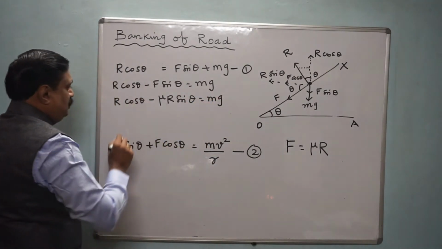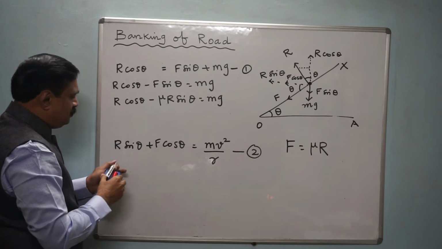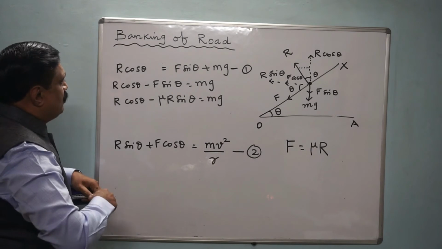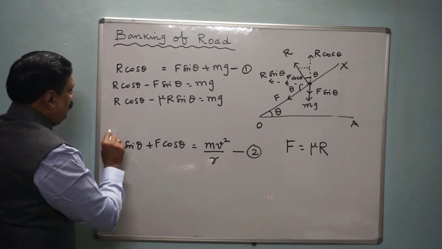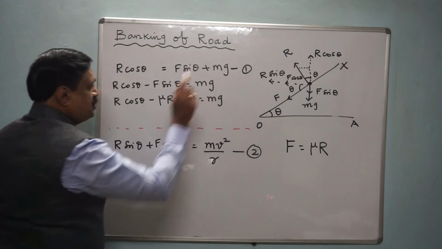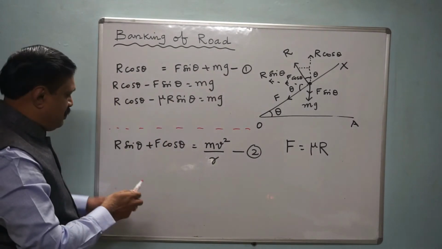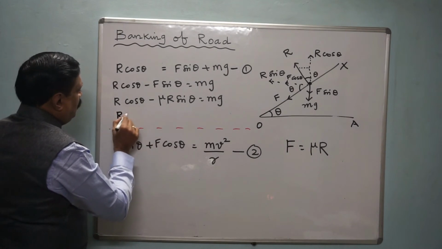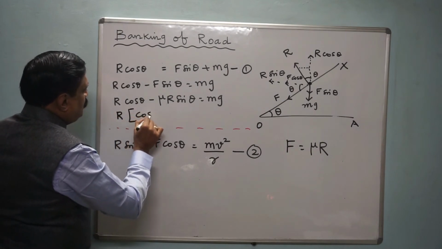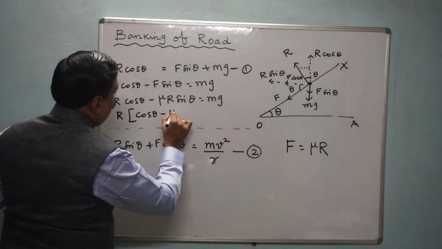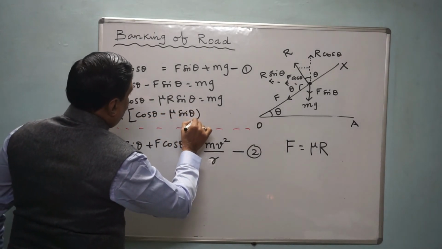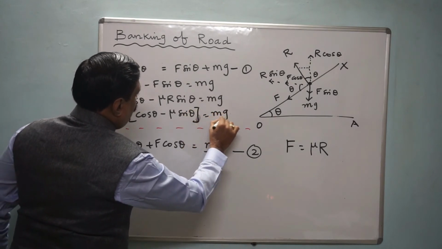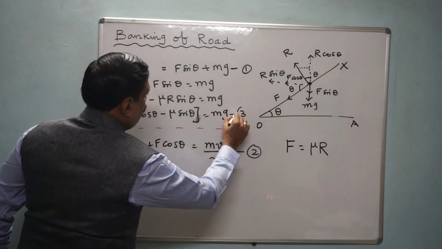Now you take this r common, because I have taken two equations. Therefore, I am differentiating this. First equation I am taking and I am simplifying the first equation. Now you take this r common. If you take r common, r into cos theta minus mu sin theta equal to mg. You take this equation 3.